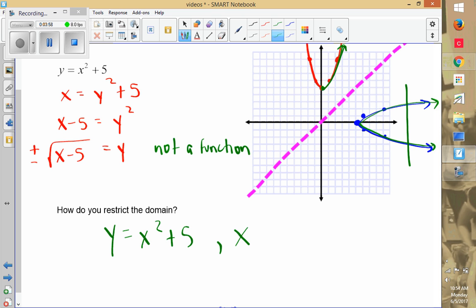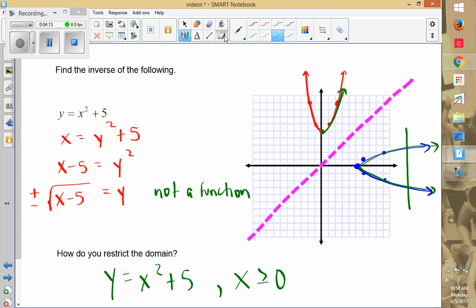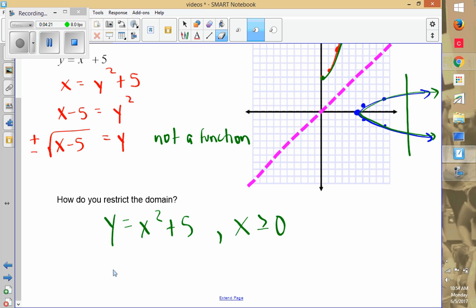So when I would have had to start the problem, I would have had to say y equals x squared plus 5, but only use the values that are greater than 0. If that is the case, it would have altered my picture. I would not have drawn this left part. And therefore, when I found the inverse of it and I had the square root of x minus 5, I would not put both a positive and a negative in front of the square root of x minus 5.